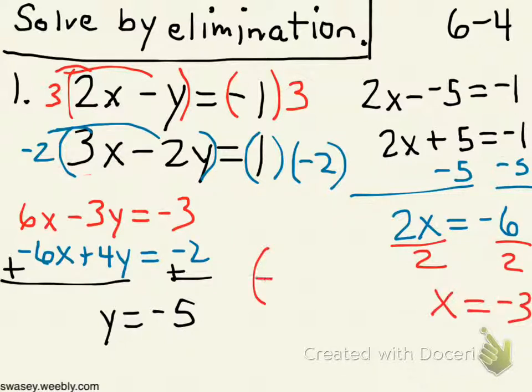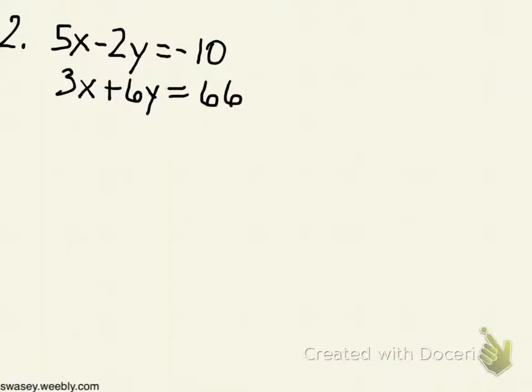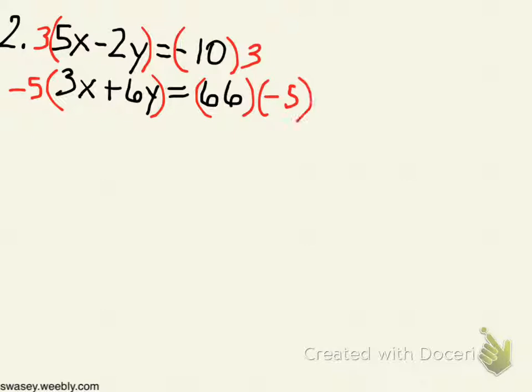Put it together as an ordered pair, x, then y. On this one, we can multiply the top by 3, and then the bottom by negative 5. Again, we want one of them to come out to be positive, one to come out to be negative. So distributing your 3 times 5x gives us 15x, 3 times negative 2y is negative 6y, and then 3 times negative 10 is negative 30.